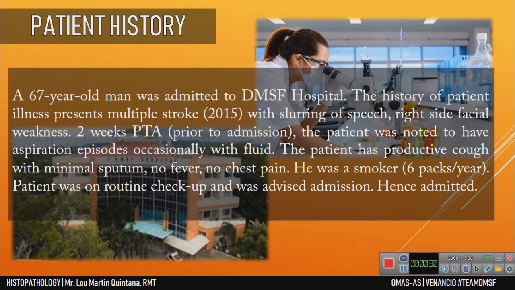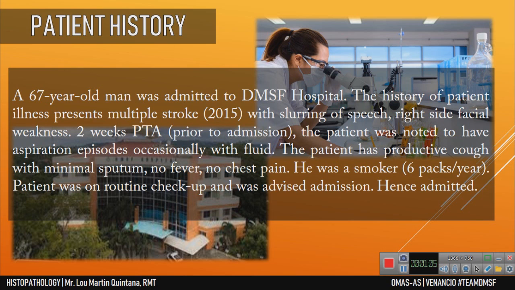A 67-year-old man was admitted to DMSF Hospital. The history of patient illness presents multiple stroke in the year 2015 with slurring of speech, right side facial weakness. 2 weeks prior to admission, the patient was noted to have aspiration episodes, occasionally with fluid. The patient has productive cough with minimal sputum, no fever, no chest pain. He was a smoker by having 6 packs a year. Patient was on routine checkup and was advised admission, hence admitted.